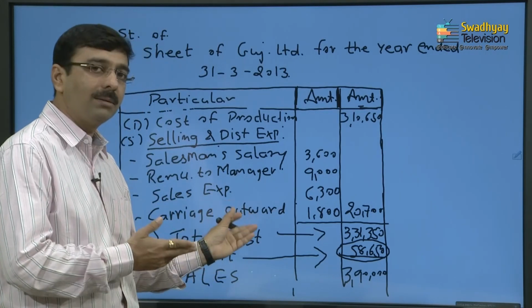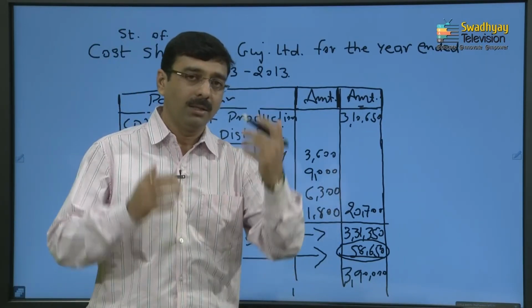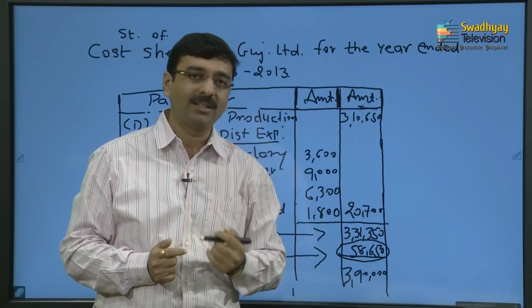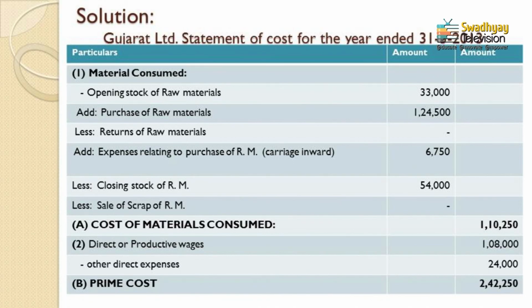I'll show how you can properly describe and deliver the cost sheet amounts at the time of the question solution. We'll see it. So this is the way you can find out the solution. The statement of cost sheet of Gujarat Limited for the year ended 31st March 2013. See here, the first part is material consumed. At the end of the material consumed, all the items are recorded under their respective heads. The first answer is the cost of material consumed. Then the direct expenses are added into the cost of material consumed, and you find the second answer, that is your prime cost.